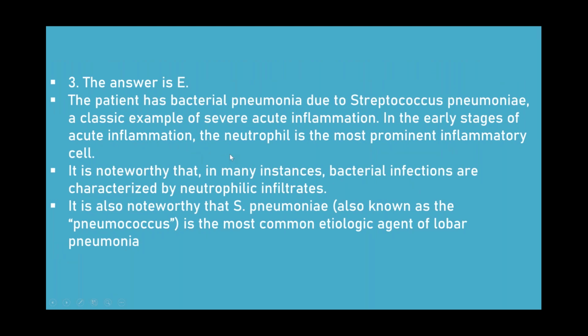Can you read the explanation here? Explanation: The patient has bacterial pneumonia due to Streptococcus pneumoniae, a classic example of severe acute inflammation. In the early stages of acute inflammation, the neutrophil is the most prominent inflammatory cell. It is noteworthy that in many instances, bacterial infections are characterized by neutrophilic infiltrates. It is also noteworthy that Streptococcus pneumoniae, also known as pneumococcus, is the most common etiological basis of lobar pneumonia.